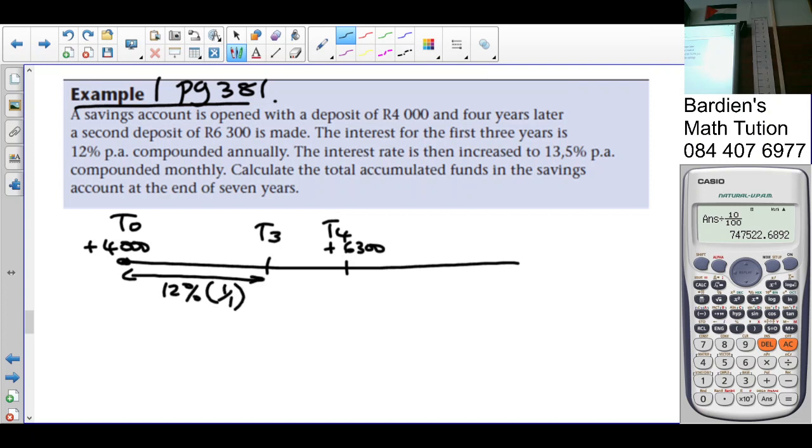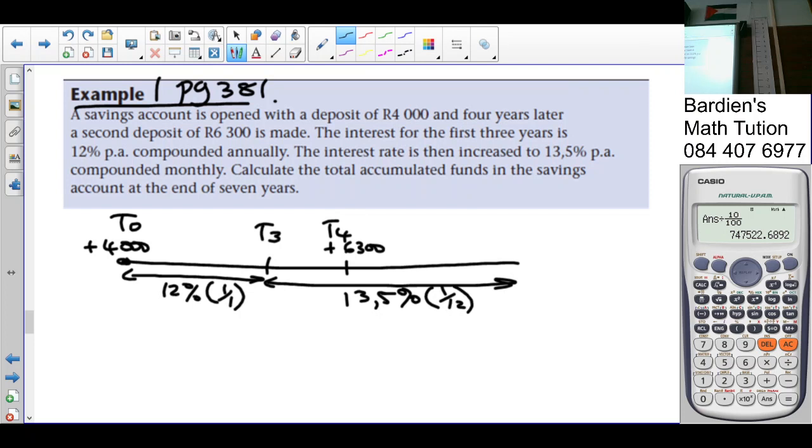The interest rate then increased to 13.5% per annum compounded monthly. Here they didn't specify for how long, so you take it to the end. Otherwise, if the interest rate had changed again, they would have specified how long that interest rate would have lasted. So it's going to be from there to the end. It's 13.5% compounded monthly.